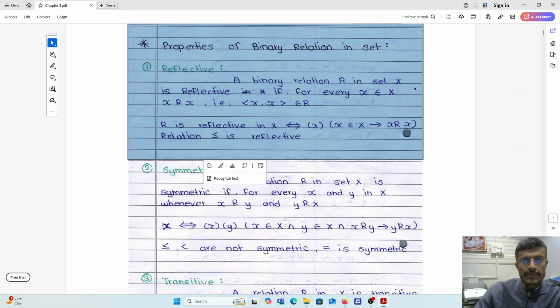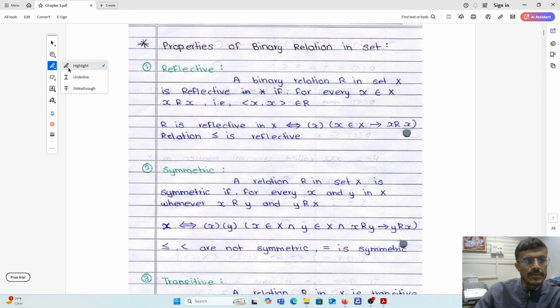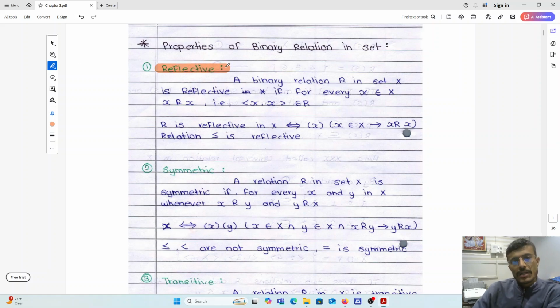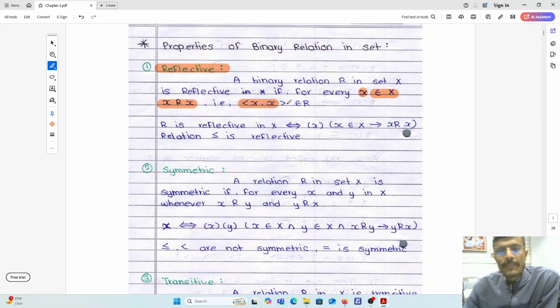So what is meant by the reflexive property? For example, a binary relation R in the set X is called reflexive if for every x belonging to capital X, the ordered pair (x, x) belongs to capital R. That is nothing but the reflexive property.